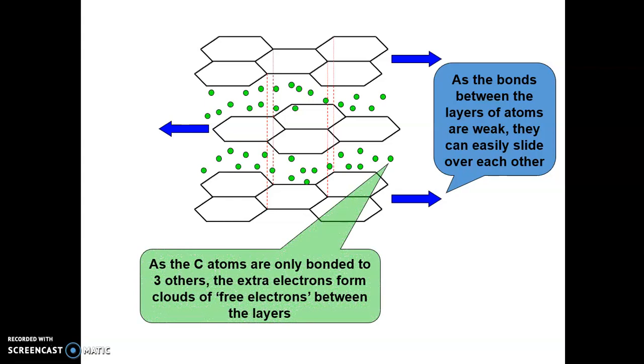Okay, what it also means is, because each carbon atom is only bonded to 3 others, you have got spare electrons, or what we call delocalized or free electrons in between the layers. Now that's very important because those electrons, as you know, are negatively charged. So that gives the structure negative charges that can move through the structure between the layers.